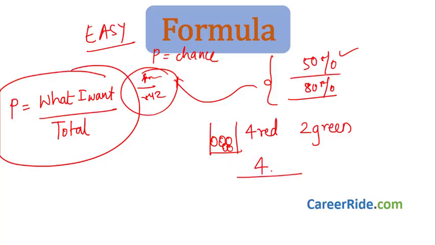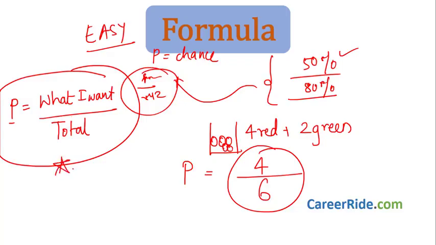So whenever I try to pick 1 red ball, it can be any one of the 4. Okay, so what I want is red. So how many red balls are there? 4. Now divided by total. Total means how many total balls are there? 4 plus 2 green, that is 6 balls total. So the probability of picking up a red ball is 4 by 6. See how easy it is. Just remember, probability is what I want divided by total.